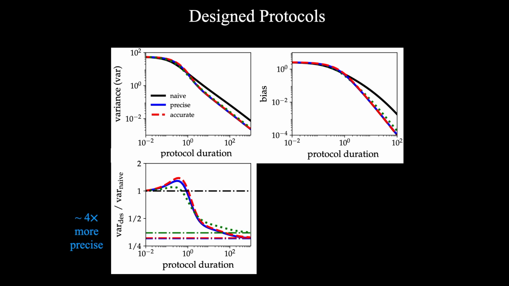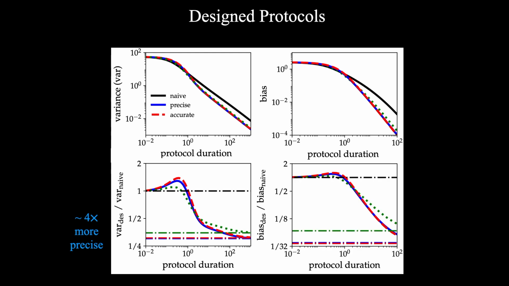Similarly, you can look at the bias as a function of protocol duration, and what we immediately observe is that, once again, for large protocol duration, the precise and the accurate curves lie significantly below the naive, which is the black curve. Exactly how much better do they perform? Well, we can once again look at the ratio, and you see that for large protocol duration, you can actually get a 32 times more accurate estimate just by following a different path through control parameter space.